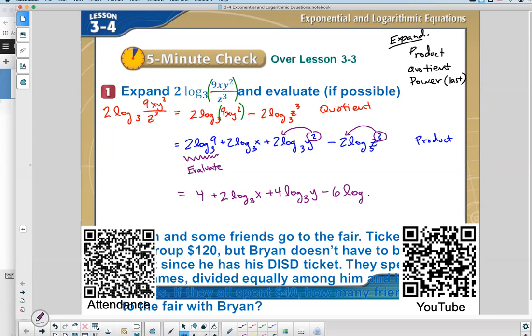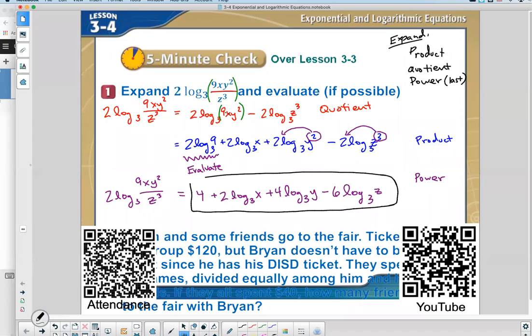6. And there we got that by using the power property. So this original logarithm, 2 log base 3 of 9xy squared over z cubed, could be expanded to be this right here. This is the solution on this side. All of this is the solution.